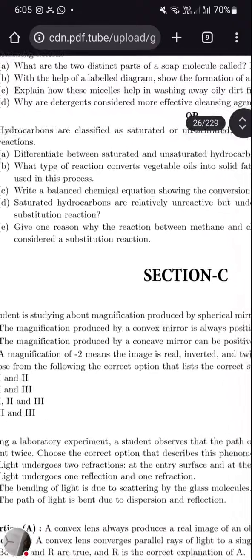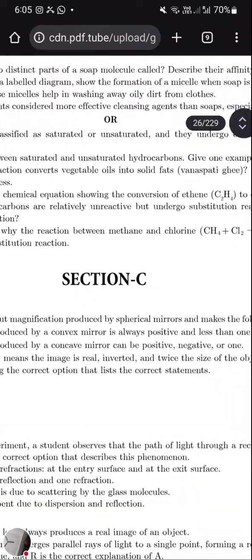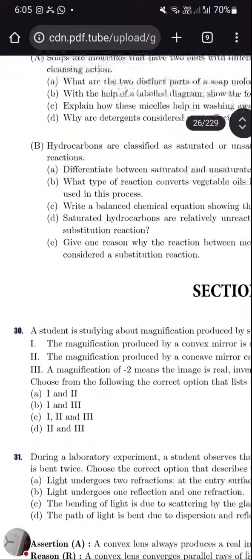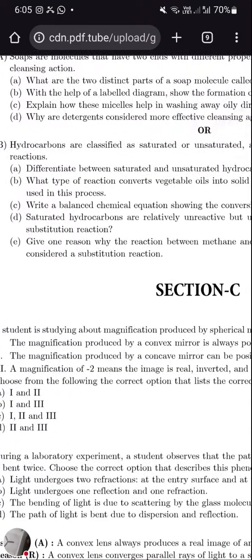And next one: saturated hydrocarbons are relatively unreactive but undergo substitution reaction. Write a substitution reaction. Why are they unreactive? Because they have single bonds. So there is no bond which will break to allow some combination. So here they can only go through substitution reaction.